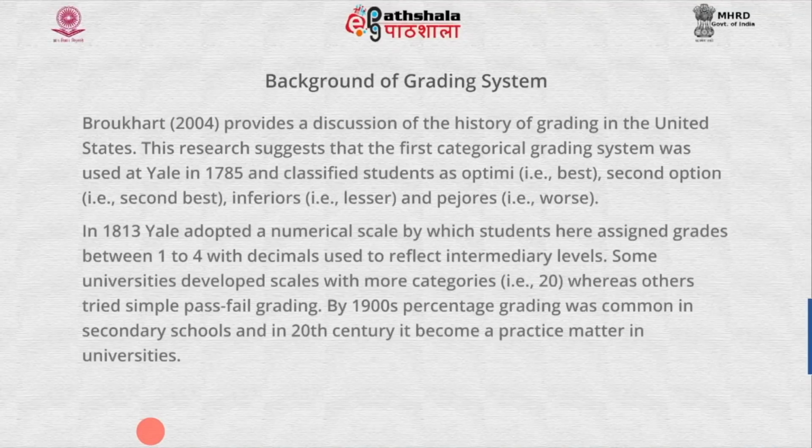In 1813, Yale adopted a numerical scale by which students were assigned grades between 1 to 4, with decimals used to reflect intermediary levels. Some universities developed scales with more categories, that is 20, whereas others tried simple pass-fail grading. By the 1900s, percentage grading was common in secondary schools, and in the 20th century it became common practice in universities.